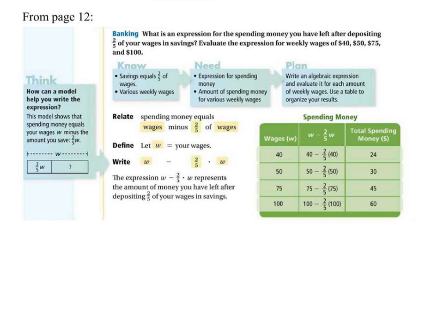Okay, moving on. From page 12 in your book, I specifically told you this is from page 12 in your book. This is one of the examples. We have an expression for spending money. You have left over after depositing 2/5 of your wages in savings. We need to write that expression. And then we want to evaluate the expression for weekly wages of $40, $50, $75, and $100. So there's quite a bit to this problem that we're going to talk about.